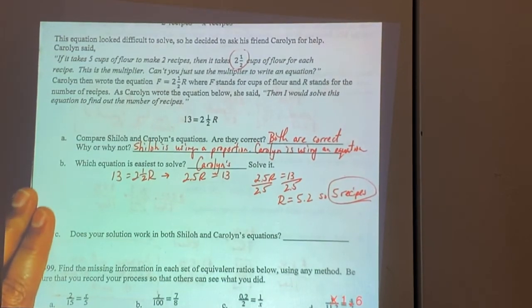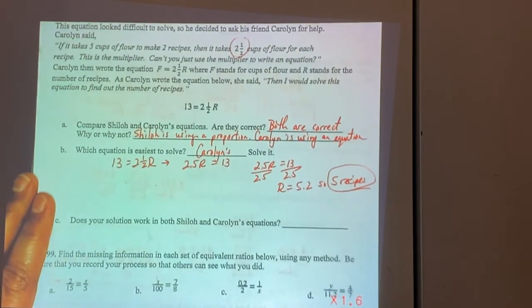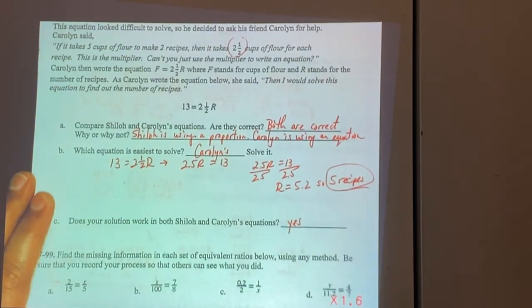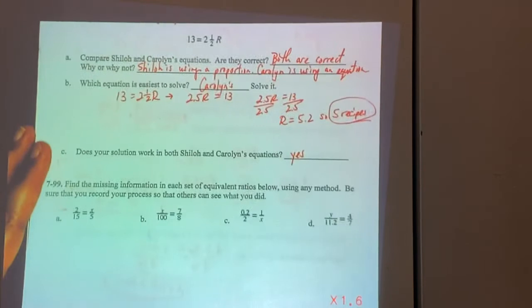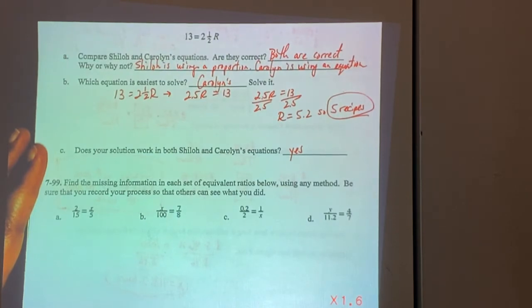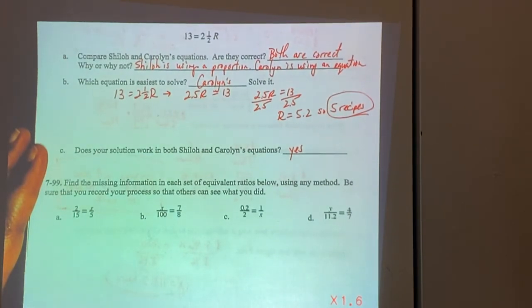Does your solution work for both Shiloh and Carolyn's equations? I'm going to say yes. Right. Find the missing information in each set of equivalent ratios below using any method. Okay, let's use the crisscross method.